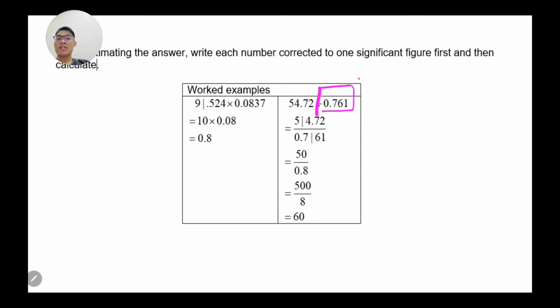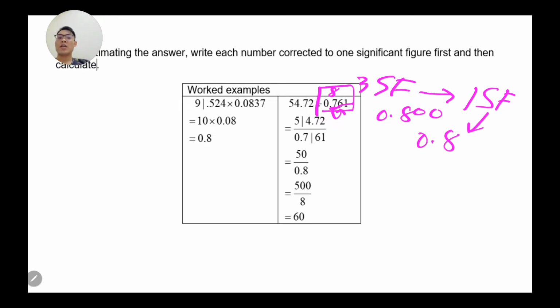Next, this one has 3 significant figures. We need to transform it into one significant figure only, correct? Now, your first significant figure is 7. What's the next number after 7? 6. Alright? Now, since 6 is greater than 5, you have to add 1 to 7. So that becomes 8, and the rest becomes 0. So your answer here becomes 0.800, and 0.800 has 3 significant figures. You just have to make it into 0.8, which has one significant figure.